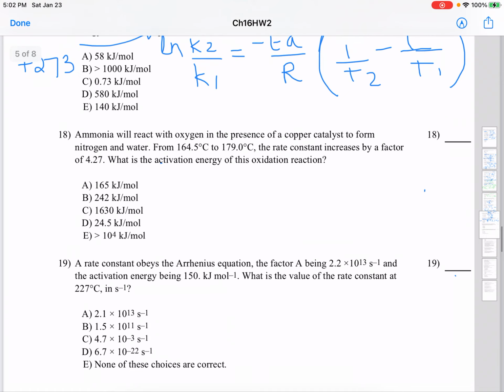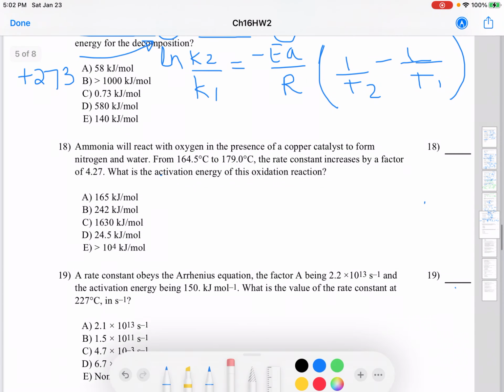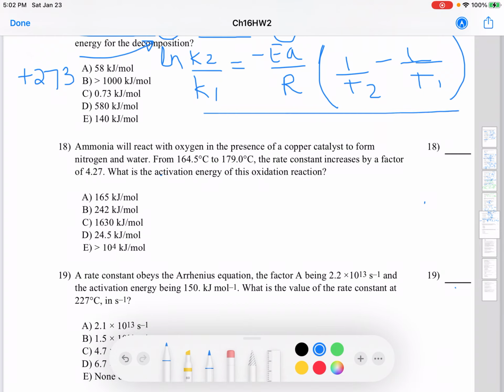Okay, number 18. So we will be using the same equation like this. Okay, I'm going to leave it like that. First you have to convert these to Kelvin by adding 273. So we can consider 164.5 as your temperature 1, temperature 2, and then make sure to convert them to Kelvin by adding 273.